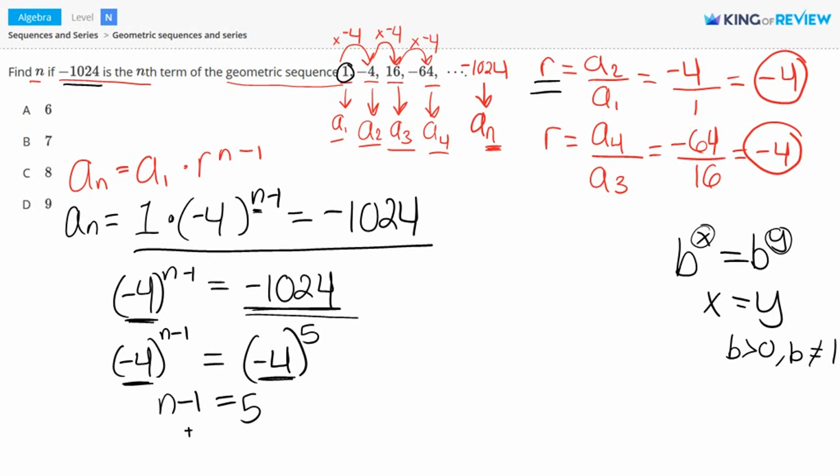Solving for n, we add 1 on both sides, and now we have n equals 6. So we know that it's the 6th term, or A6, that equals negative 1024. So letter A is correct.